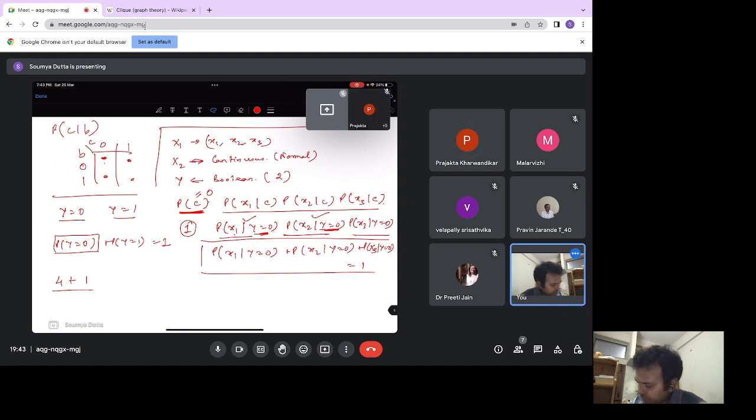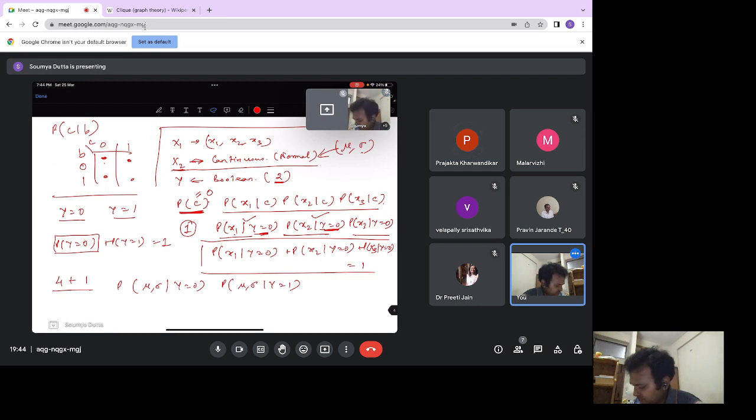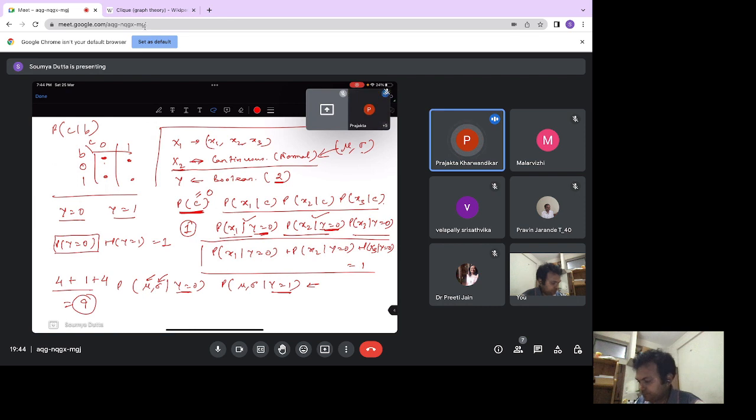Now for the continuous variable with normal distribution, all you need is mu and sigma, the mean and the standard deviation or variance. For x2 you will require mu and sigma given y equal to 0, and mu and sigma given y equal to 1, because these are continuous variables. So mu and sigma means two parameters, and for y equal to 0 and y equal to 1 you have two more parameters. So in total you have 9 parameters. Yes. Thank you.